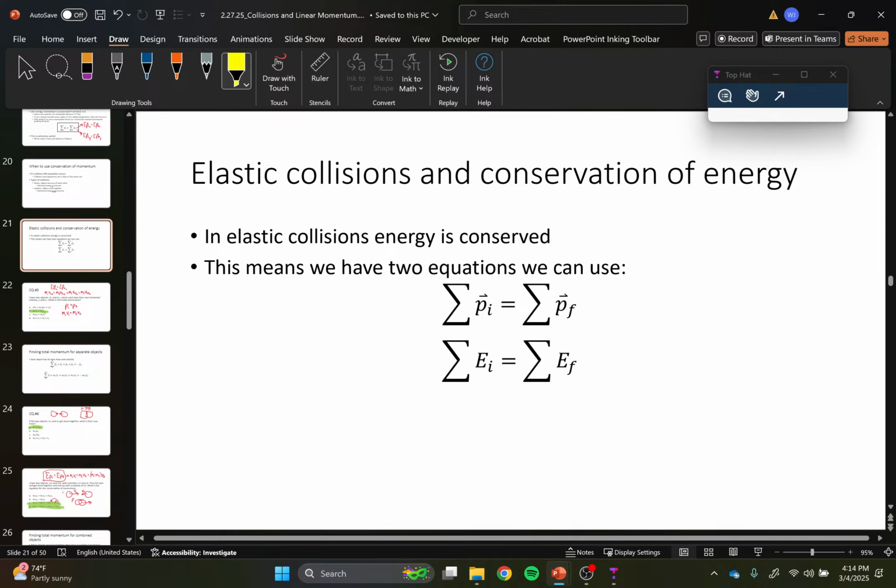I am not going to give you a problem where you have to use both. But I could give you a problem saying two things collide. It's actually one of the concept checks for your next assignment. Two things collide in an elastic collision. What's conserved? Momentum, energy, both, neither.